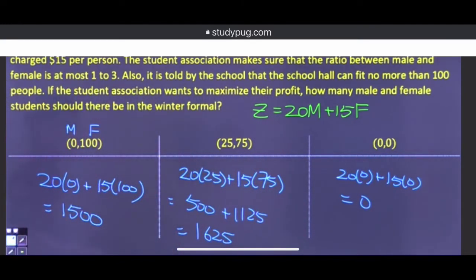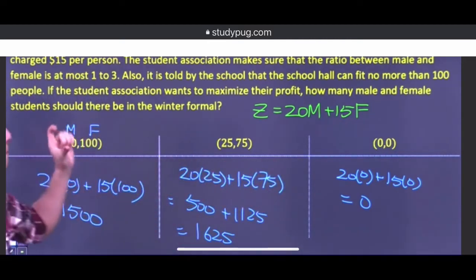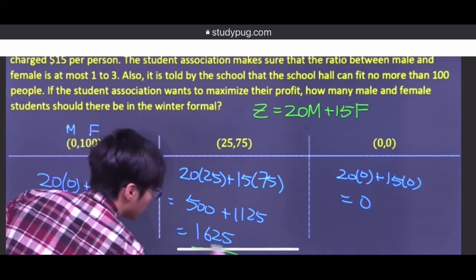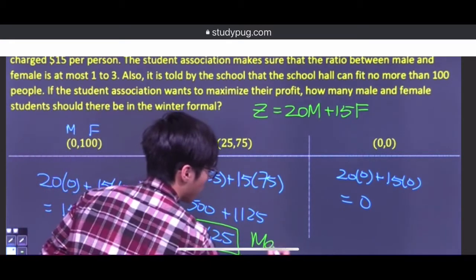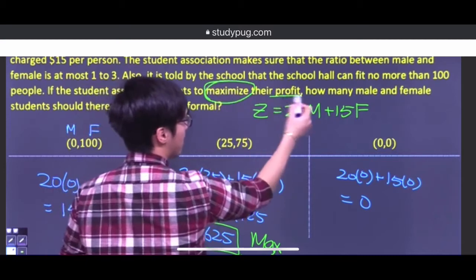So all in all, now compare these 3 numbers. Which one is the maximum? Well, obviously, we have a winner. 1625 is our winner, right? This is our maximum. And why are we finding the maximum? Because we are maximizing the profit.